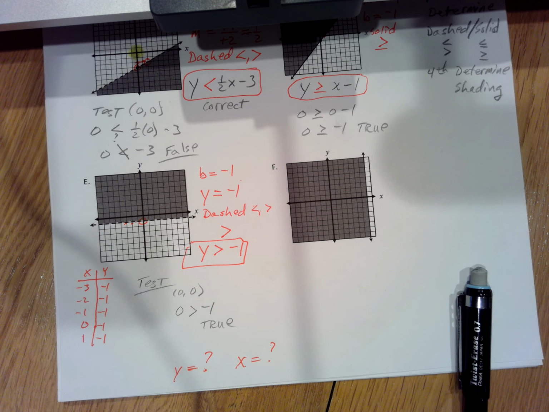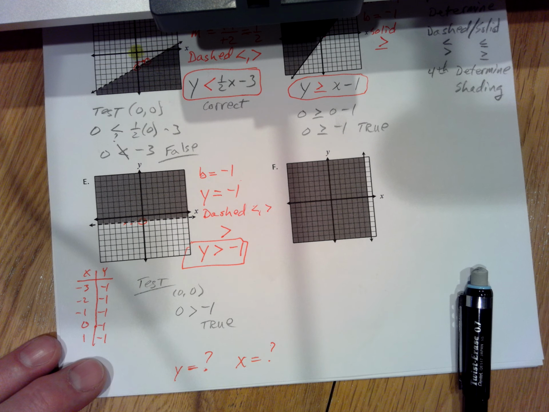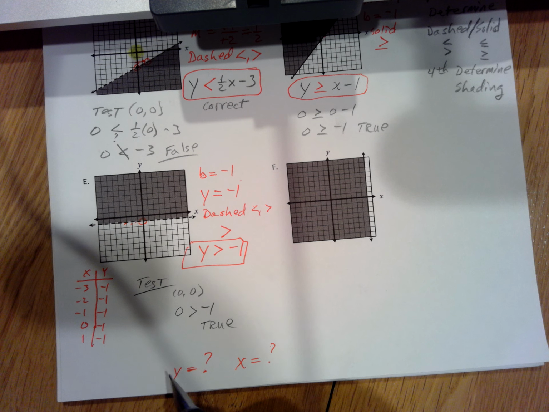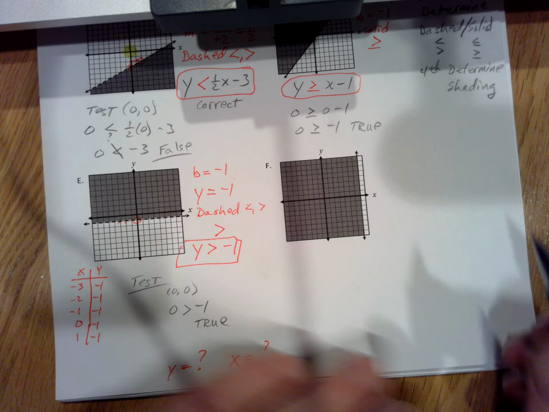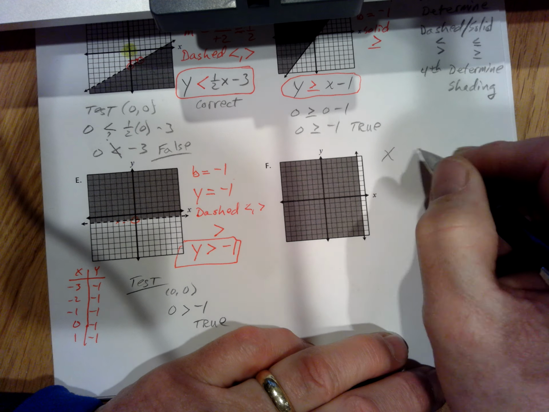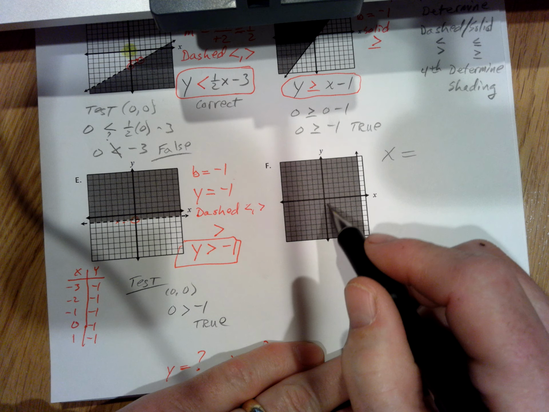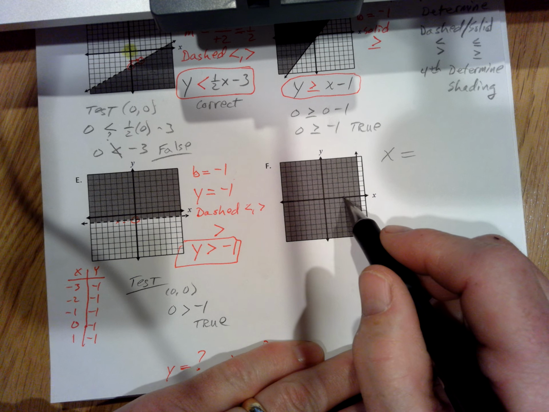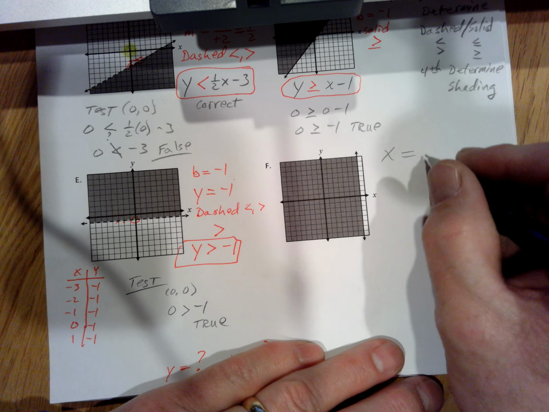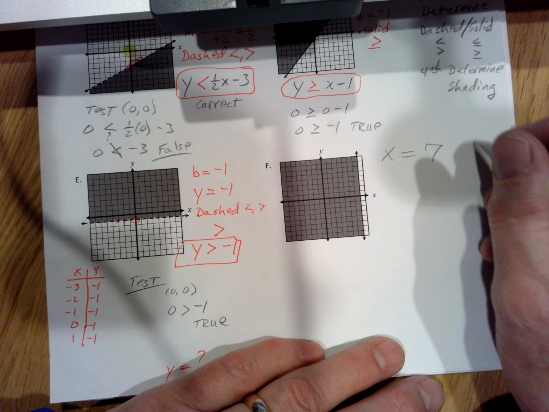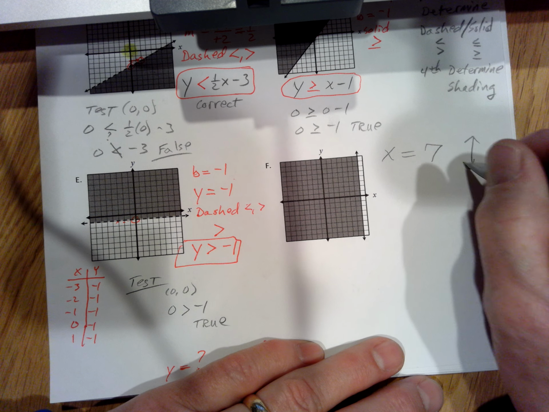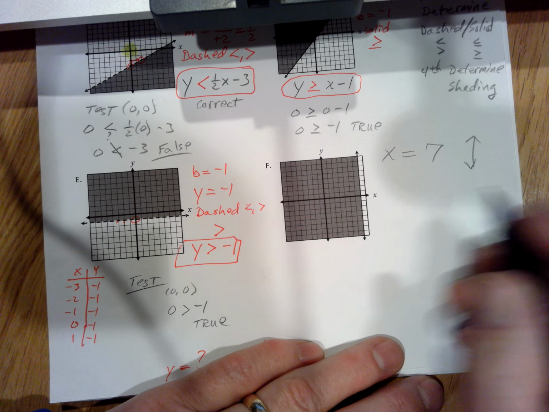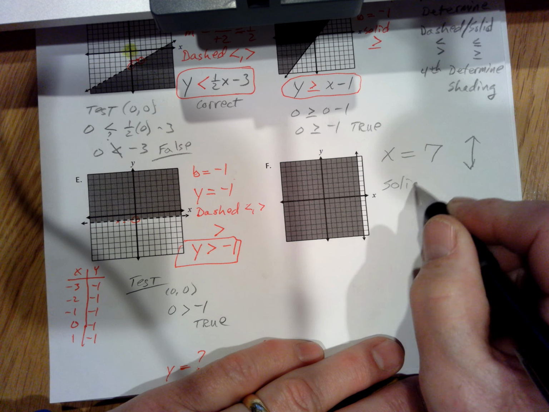Okay, so since this was the y equals, this must be the x equals. So this is going to be x equals, and we just count. 1, 2, 3, 4, 5, 6, 7. Okay, so x equals 7 is this vertical line right here. It is solid. So it's either going to be less than or equal to, or greater than or equal to.